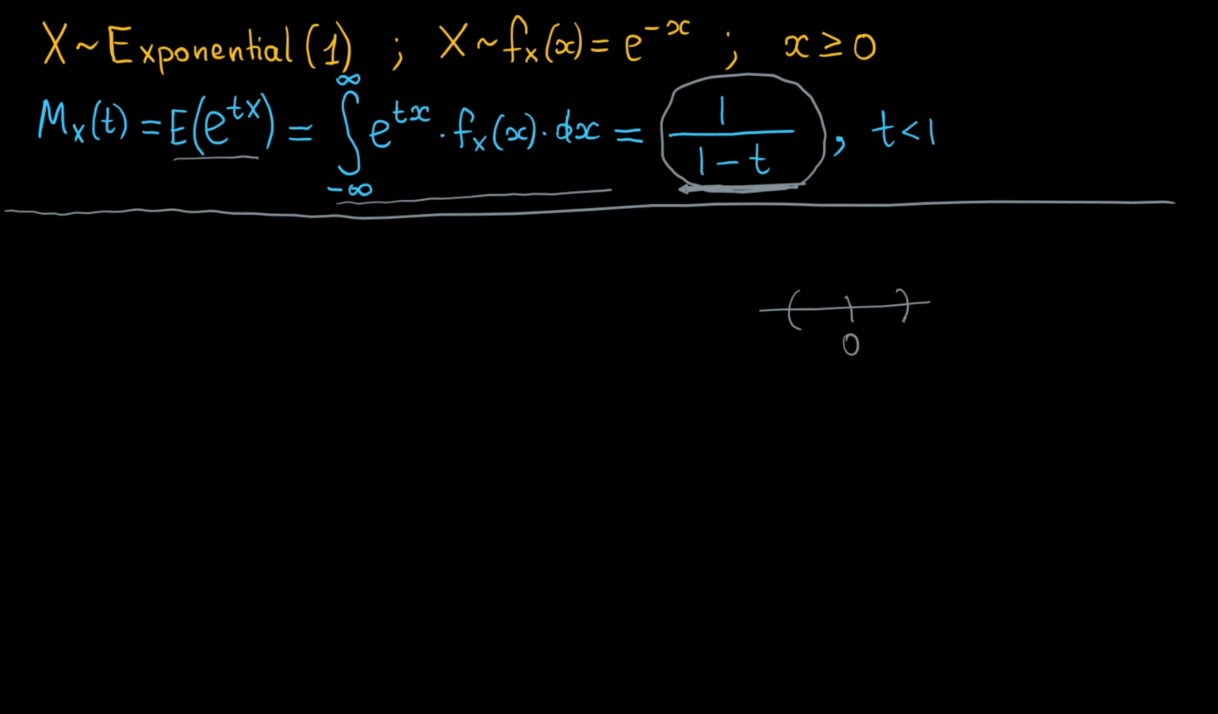In other words, it should exist for some negative and some positive numbers and for 0. Given that the function we obtained exists for all t less than 1, we could pick our neighborhood to be between minus 0.5 and 0.5, and this function we obtained exists or converges for all t in this neighborhood. Therefore, we will say that the moment generating function of the exponential 1 distribution exists. We found it right here.